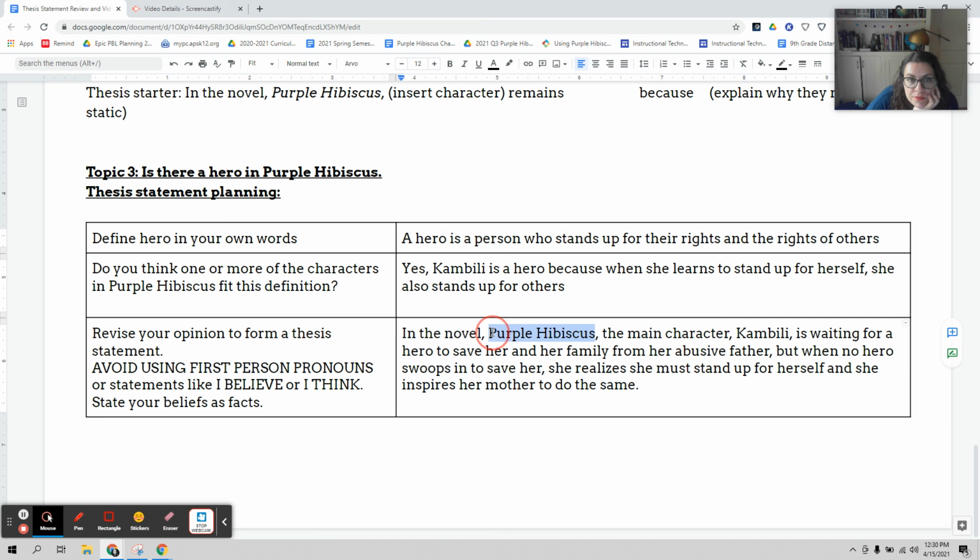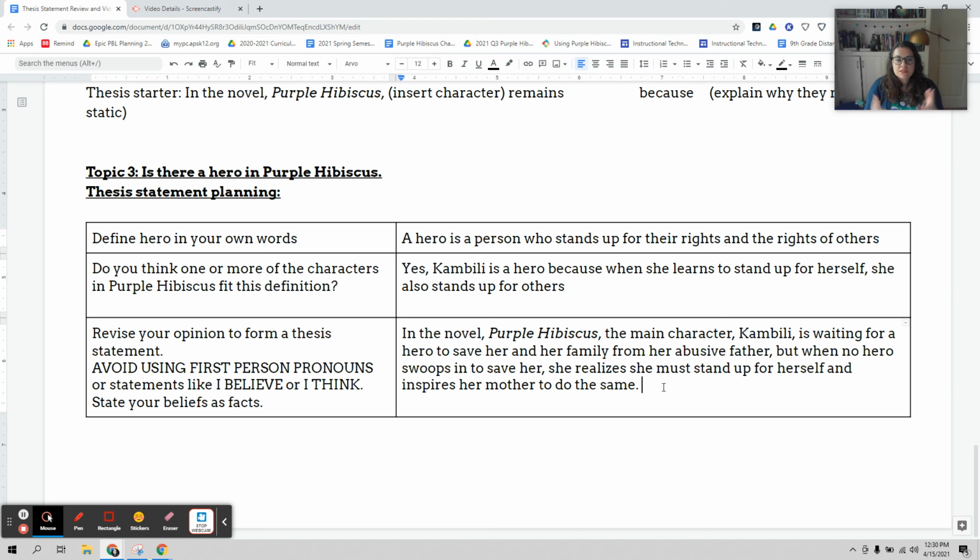In the novel Purple Hibiscus, the main character Kambili is waiting for a hero to save her and her family from her abusive father. But when no hero swoops in to save her, she realizes she must stand up for herself, and I'm going to take the second "she" out, and inspires her mother to do the same.